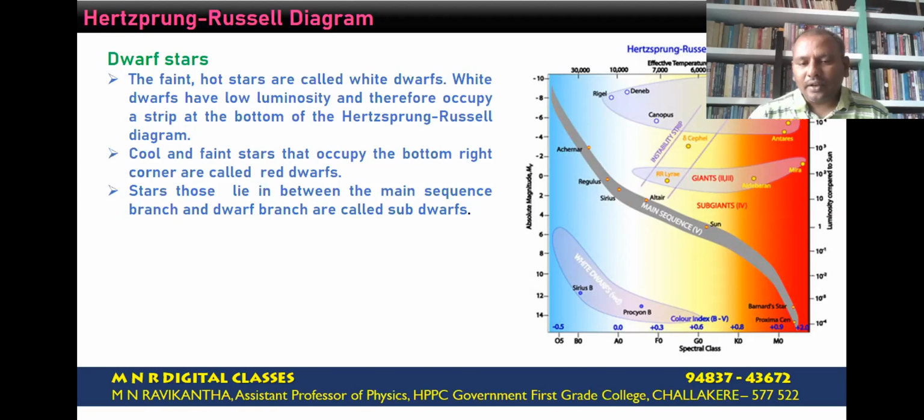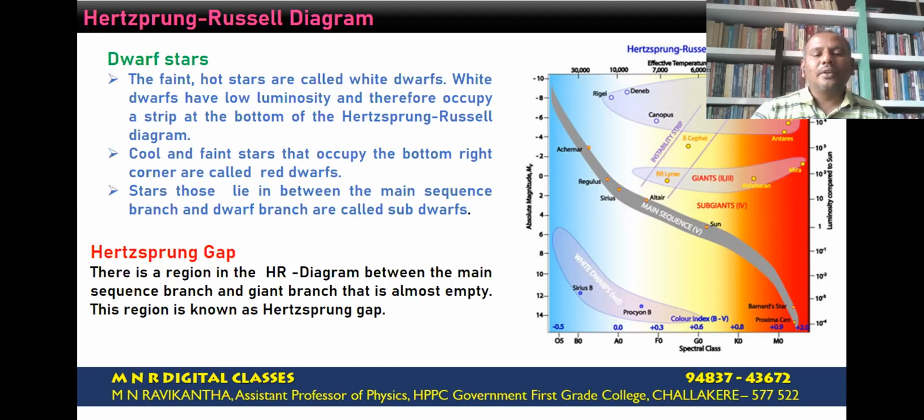We have a cluster of stars at the bottom right corner of the HR diagram. They are called red dwarfs, or sometimes brown dwarf stars. The stars that lie in between the main sequence branch and the dwarf branch are called subdwarfs. That is also not shown in this diagram. Subdwarfs are a small group of stars which lie in between the main sequence and the white dwarf branch. They are called subdwarf stars.